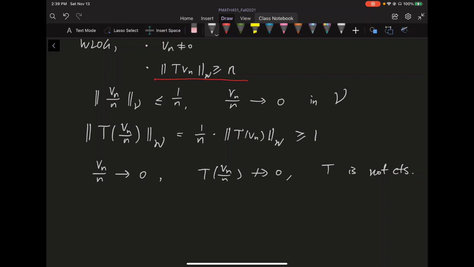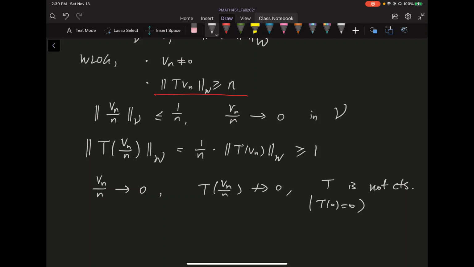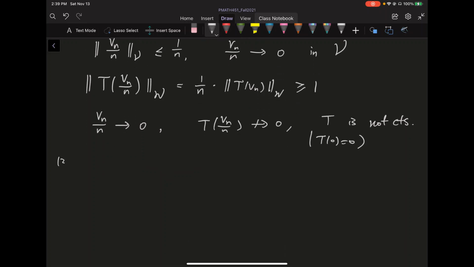Okay, because here T of 0 is 0, that's just from the linear map of T, so T has to map 0 to 0. All right, so this proves 2 implies 3, and finally, let's show 3 implies 1.